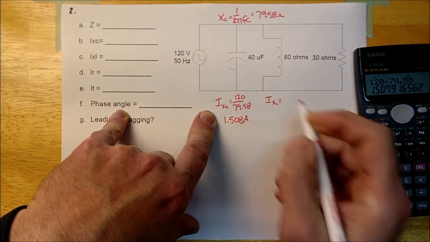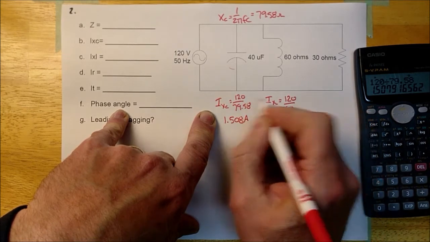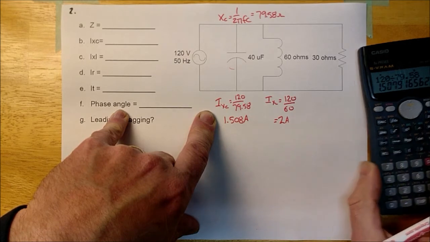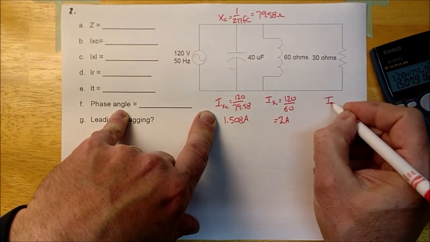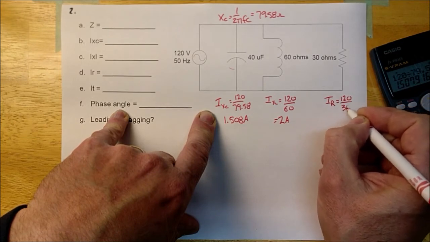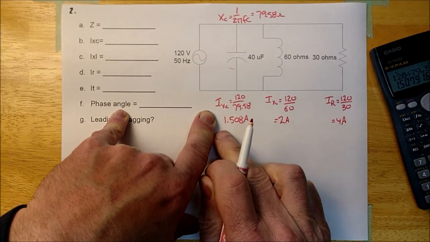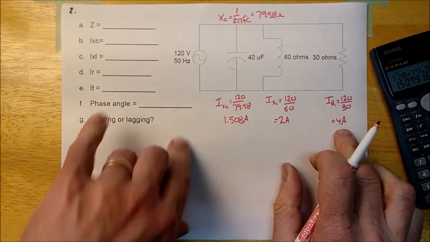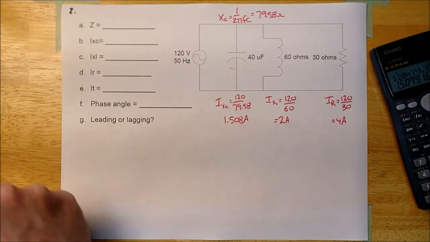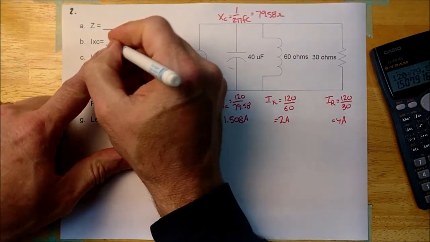Okay, I'm going to be a little bit quiet here. I'll just calculate all 3 currents using Ohm's law. Okay, so I just used Ohm's law and calculated the 3 currents. Now I'm going to draw those currents as phasors and see if I can calculate the total circuit current. And by the way, look, we've answered some of these.